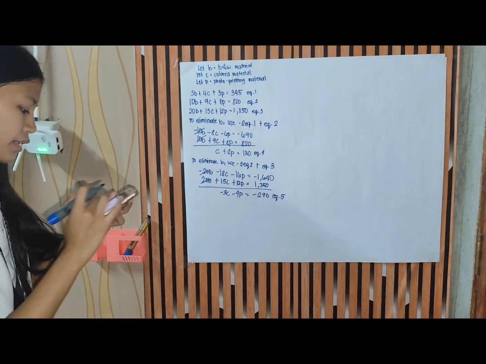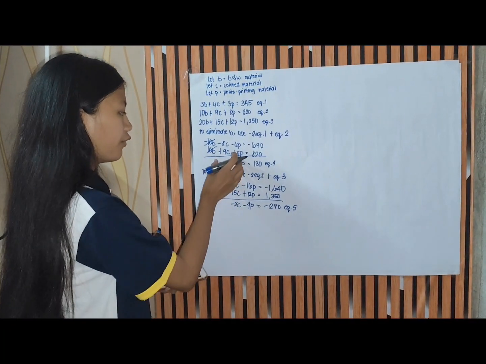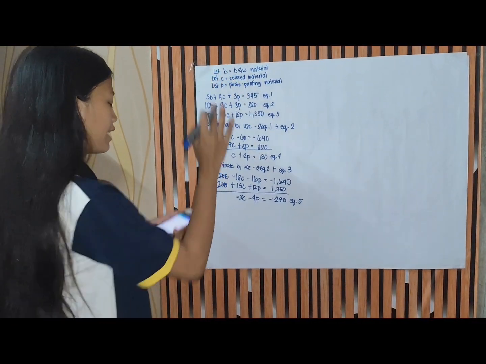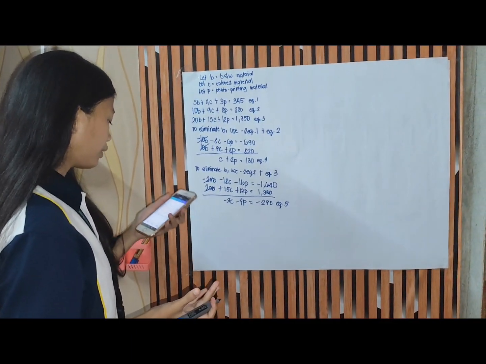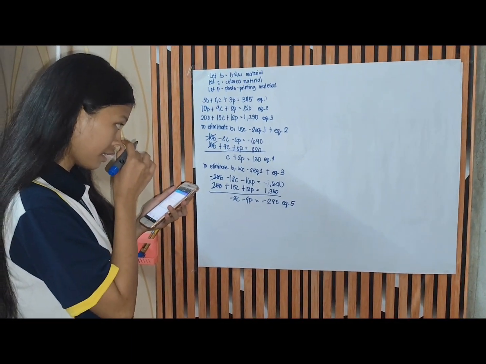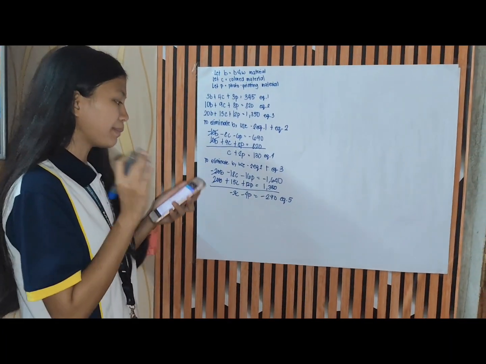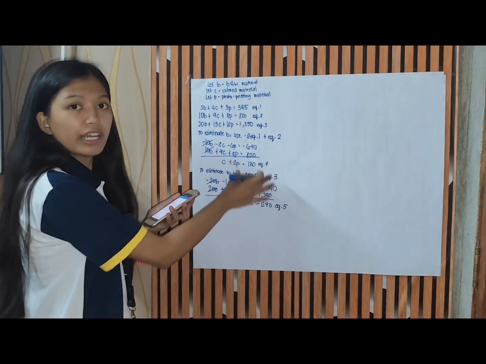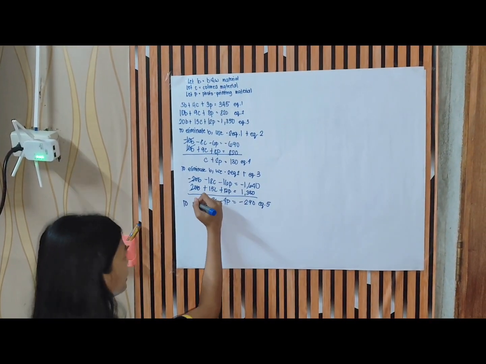Let's write it down. The next thing that we need to do is to find the values of B, C, and P. How can we do that? The first thing that we can do here is to eliminate P again using these two equations. To eliminate P, let us write down here.